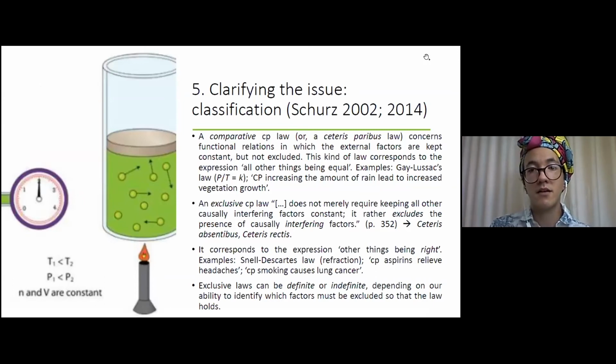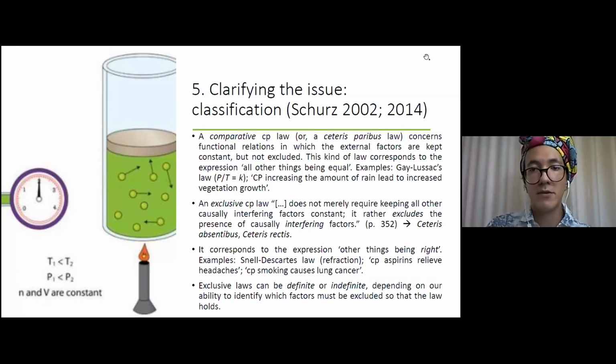So besides talking about pragmatics, we need some clarification about the classification of laws. Basically, a ceteris paribus law, according to Schurz, may be a comparative one or an exclusive one. A comparative ceteris paribus law corresponds to the expression all other things being equal. Here we have some examples: Gay-Lussac's law, which relates the pressure and temperature of a gas. It is ceteris paribus because it needs the volume of the gas to be kept constant.